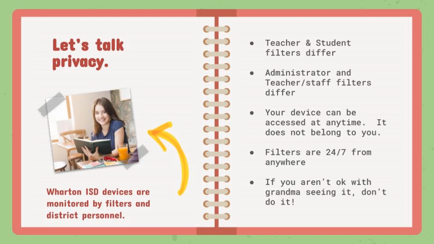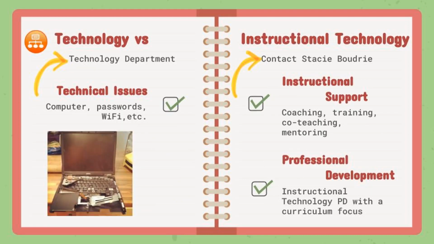So with that said, it is safe to assume our devices are not private and they are filtered 24/7, even if we are using them at home on our own personal internet. So to keep it simple, if you aren't okay with your grandma seeing it, then you probably should not be doing it. We simply need to make good choices and know that our devices are monitored and can be accessed at any time. So who do you contact if you're having an issue?